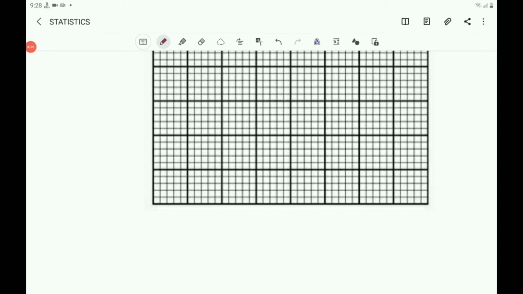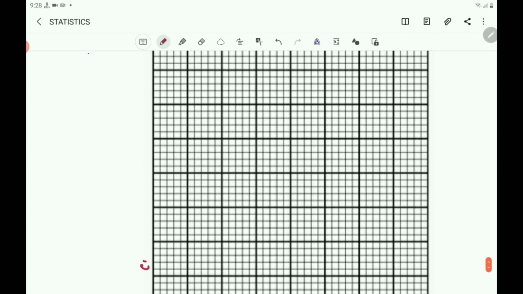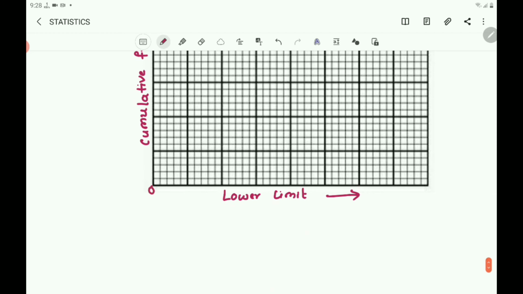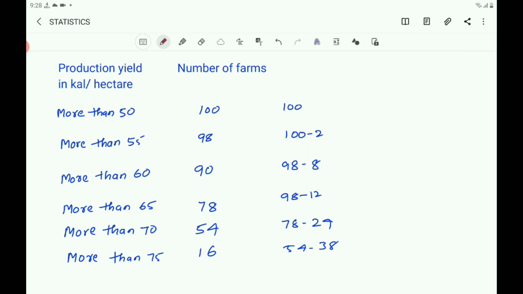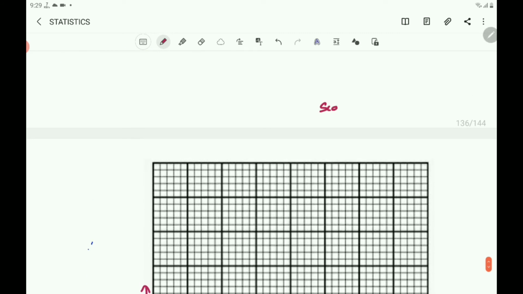To draw the more than type ogive, on the x-axis we have to take the lower limit, and the cumulative frequency on the y-axis. This is the origin, and you know that we have to start from 50, 55, 60, 65, 70, 75. So let us take the scale here. It is 1 centimeter equals 5 kg per hectare.